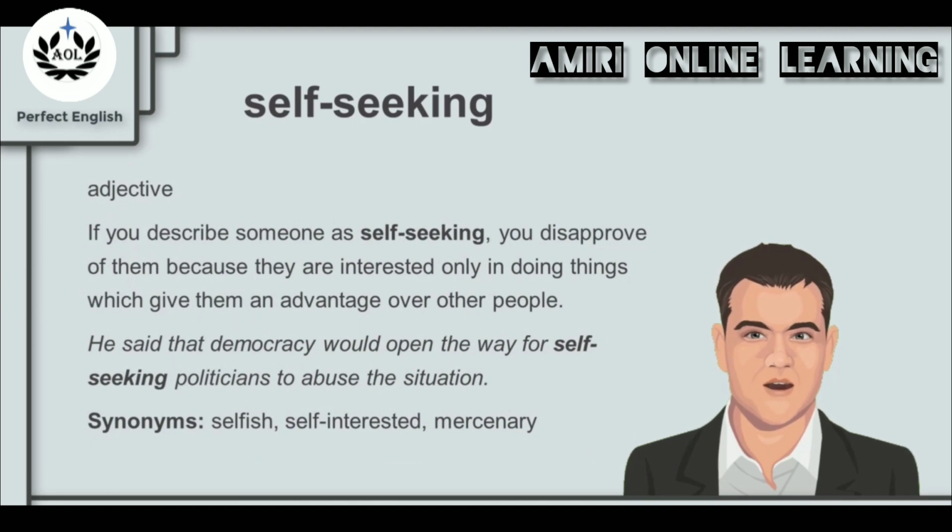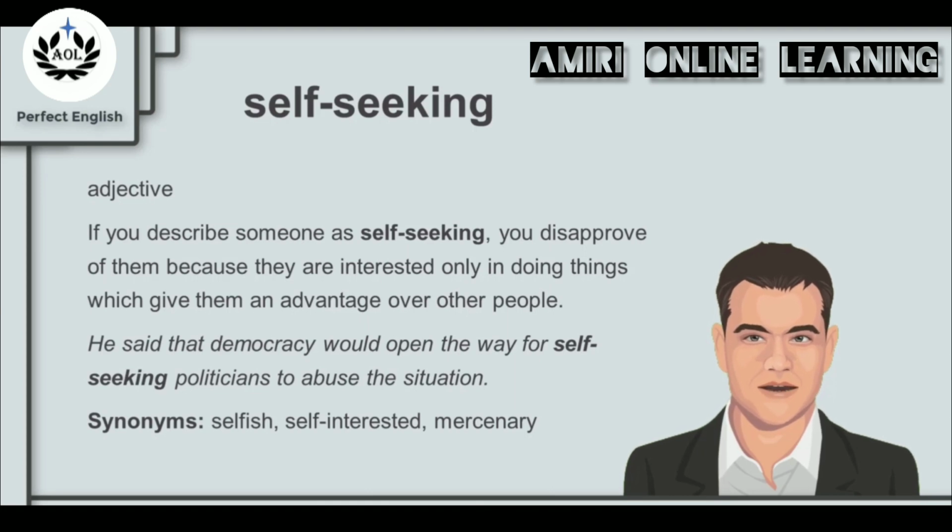If you describe someone as self-seeking, you disapprove of them because they are interested only in doing things which give them an advantage over other people. For example, he said that democracy would open the way for self-seeking politicians to abuse the situation. Self-seeking politicians are bad because they are only interested in doing things that will give them an advantage over other people, regardless of what that might mean to the people they are representing.